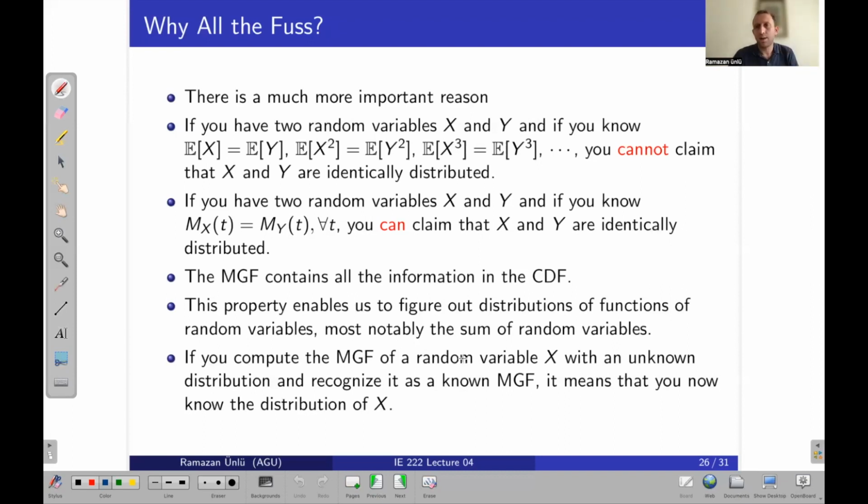So that means, in summary, if you can compute the MGF, the moment generating function of a random variable x with an unknown distribution, and if you recognize that it is a known MGF, that means you know the distribution of x, because the MGF of a Poisson distribution and the MGF of the gamma distribution cannot be the same. Okay, they are unique. That's why if you know the MGF, that means you know the distribution of that random variable. That's why the moment generating function is really, really important.